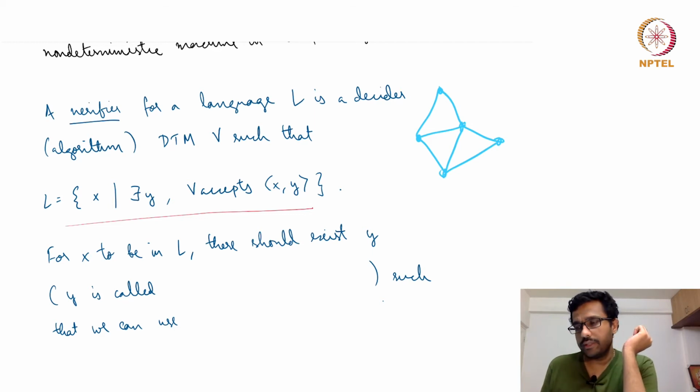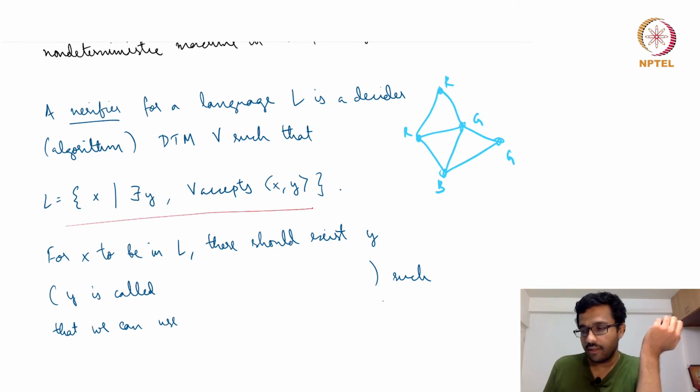So one way to do it is to guess a coloring assignment. So maybe you guess red, red, green, green, blue. And the verifier simply checks whether this coloring assignment is a proper coloring. Of course, the answer is no, because this edge has 2 reds on either side. This edge has 2 greens on either side.